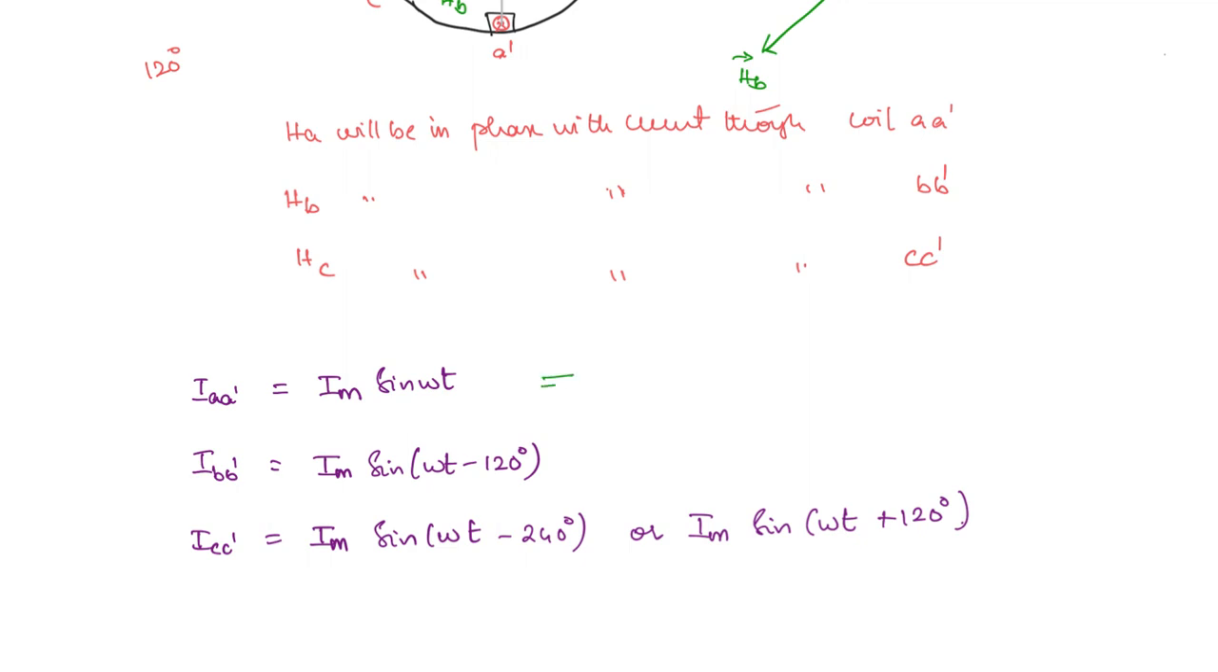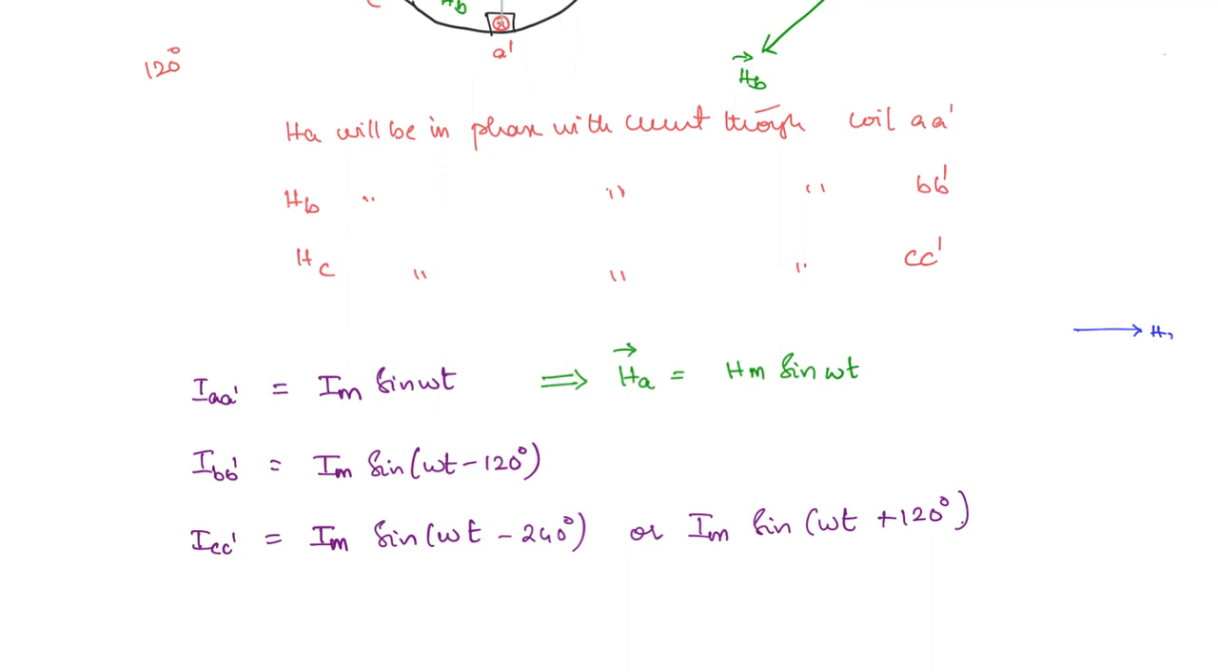So from here you can get HA bar. This will have some magnitude HM. Okay, the magnitude is not important to us for now. It will have some magnitude HM, and the phase is going to be the same as IA dash, which is 0 initial phase. Okay. Now what about the spatial consideration?